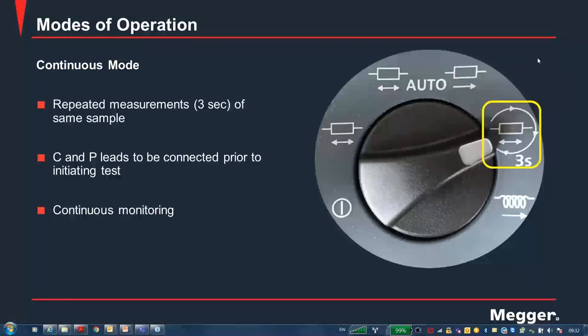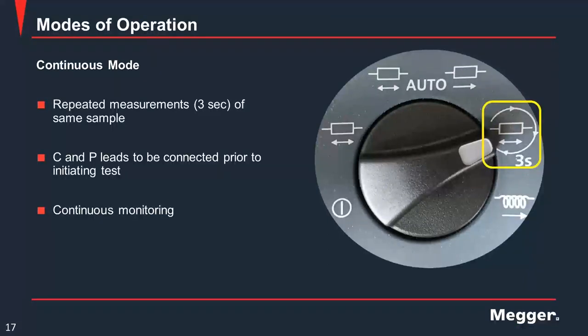And on this mode, we do repeated measurement every 3 seconds. As long as you connect the current and potential leads, you then need to press the test button. This is also continuous monitoring, so you can test the test specimen continuously.